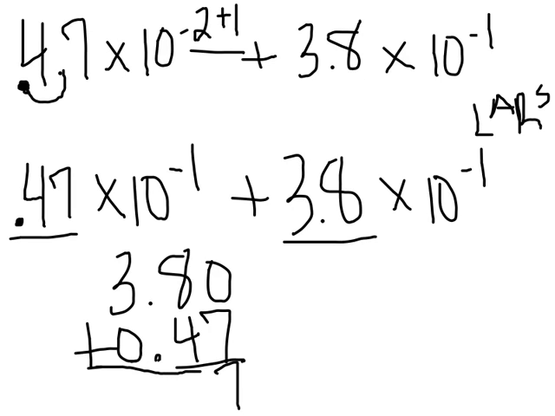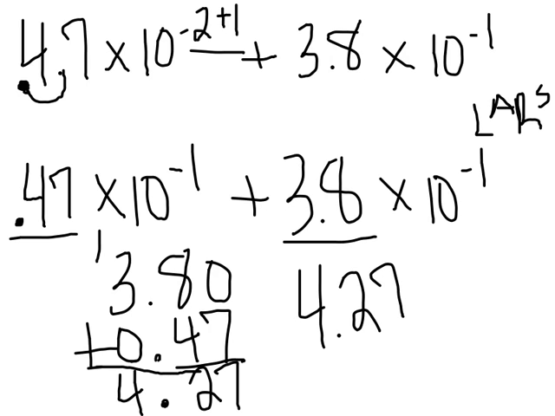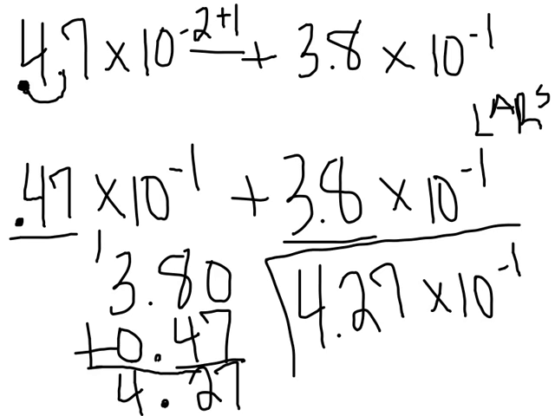7 plus 0 is 7. 8 plus 4 is 12. Carry your 1. And then 3 plus 1 is 4. So my new coefficient here is 4.27 times 10 to the negative 1 power. Again, guys, the two steps you have to do, check your exponents. If your exponents are not the same, use your good friend Lars to make them the same. All right, guys, let's practice.